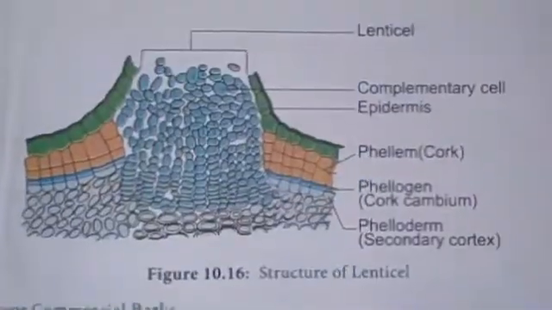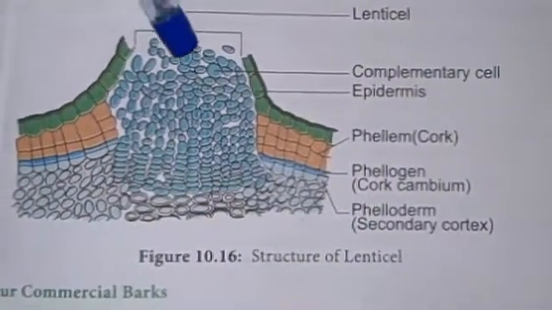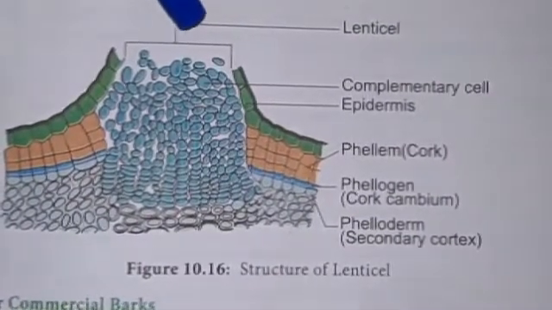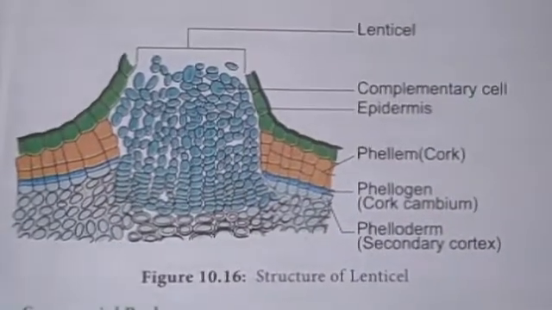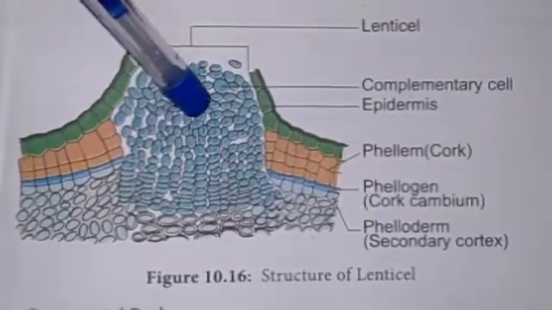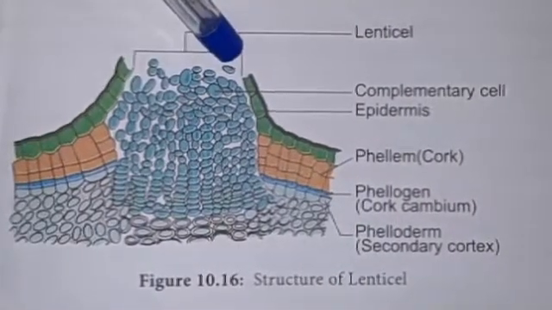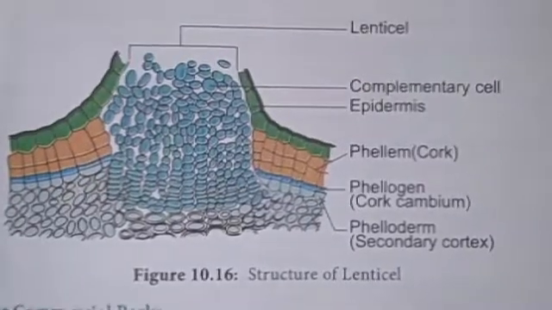Function of lenticels. The lenticels help in exchange of gases and transpiration. What is meant by transpiration? The loss of water in the form of water vapor. So the lenticels help in exchange of gases and transpiration, called lenticular transpiration.